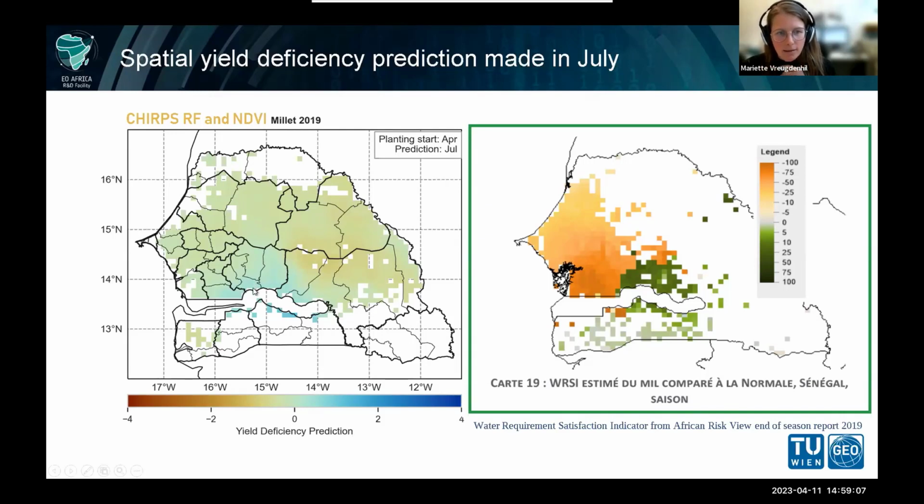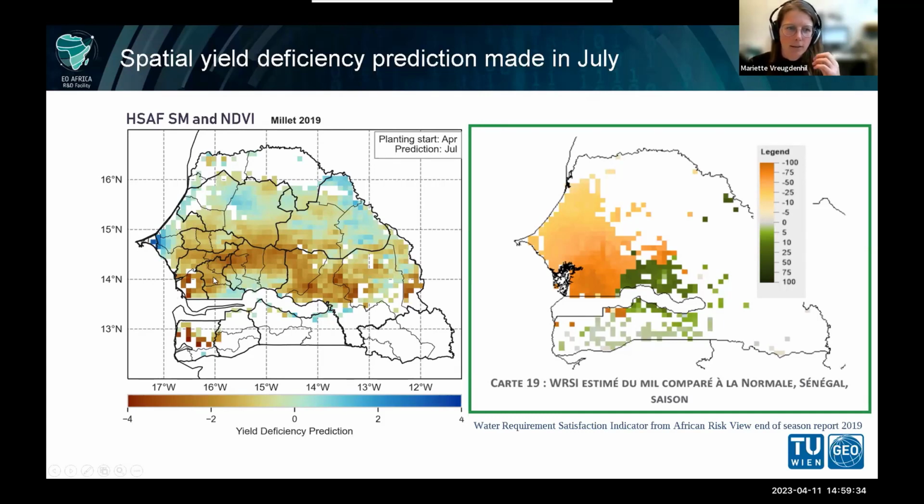And what we can see here is that we don't really capture these drought conditions that are seen here in the western area of Senegal. We don't really see this in the rainfall and NDVI prediction. But if we're using soil moisture instead of rainfall data, what we can see is that we get a much better prediction of these drought conditions, right? We really capture these drought conditions and this yield deficiency in the western part of Senegal, which we didn't actually capture using precipitation data.